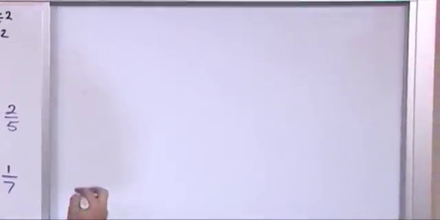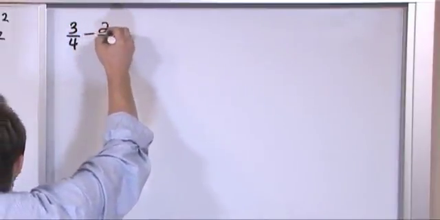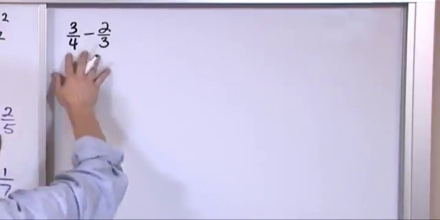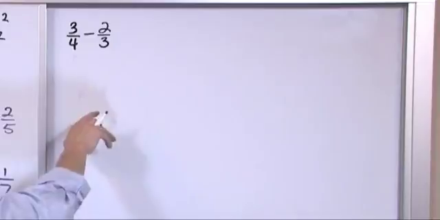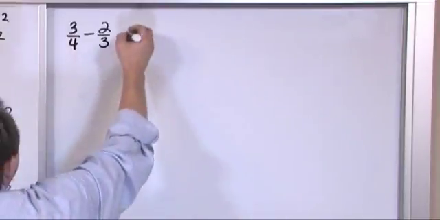So what if we have 3/4 minus 2/3? 3/4 minus 2/3. So we don't have a common denominator. We have a 4 and we have a 3. Now I'm going to have to work with both of these fractions in order to get a common denominator. So let's do that.